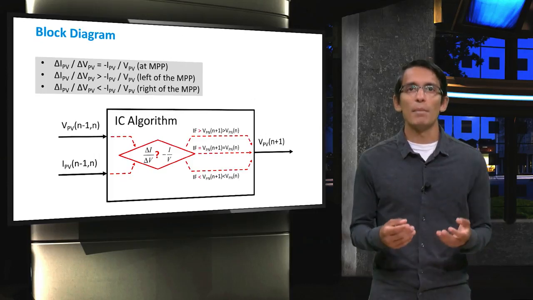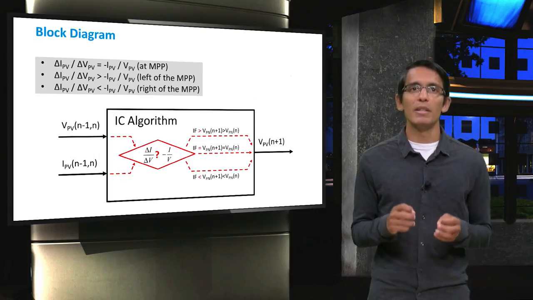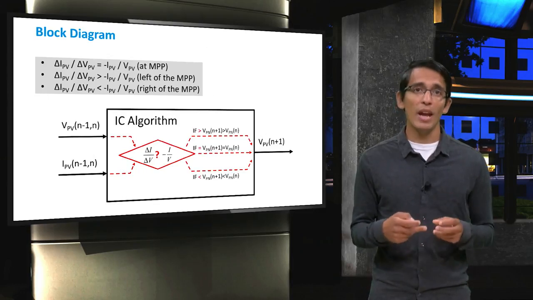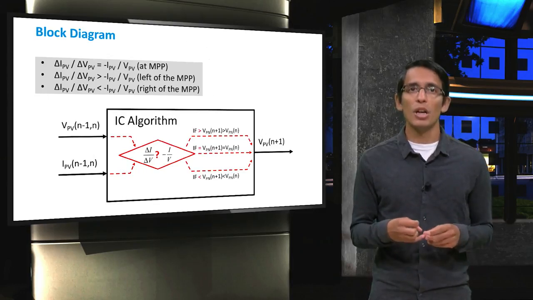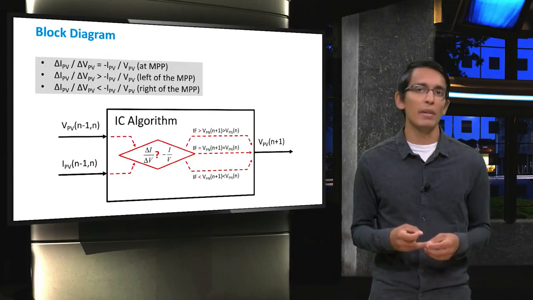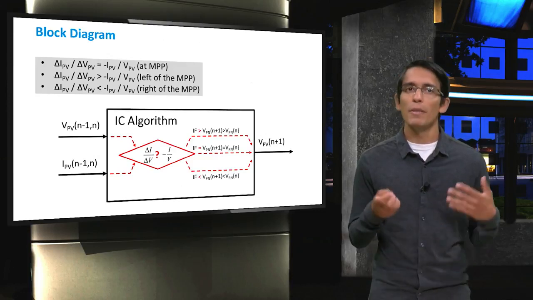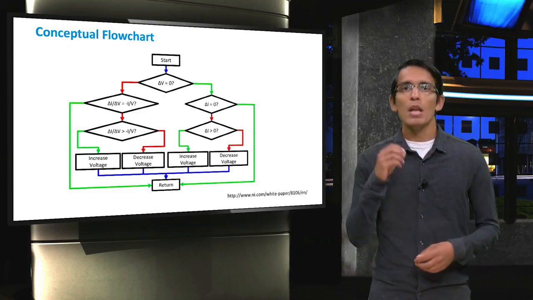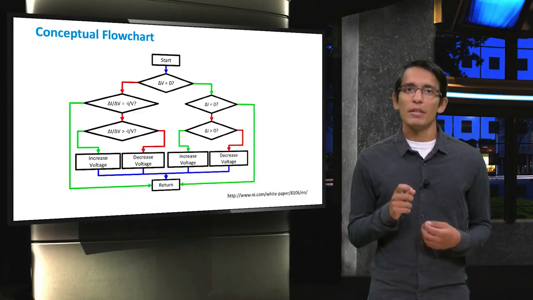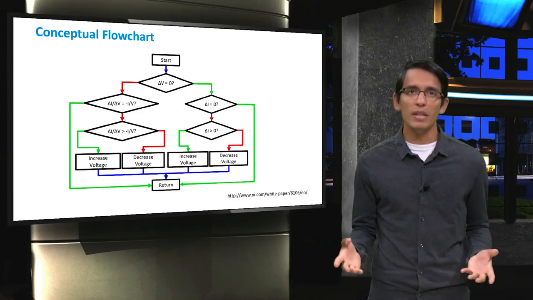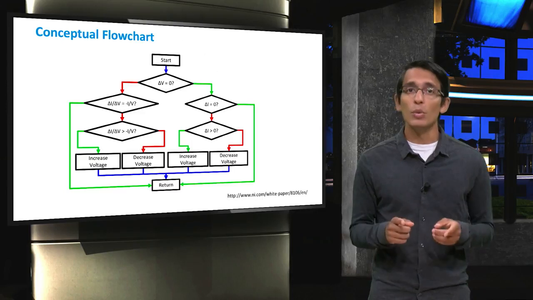The block diagram for the incremental conductance method can be seen here. As inputs, we need to have the instantaneous voltage and current, as well as the voltage and current from the previous measurement. From this, both the instantaneous and incremental conductances can be calculated. Based on this comparison, the next voltage will be calculated and then applied to our PV. The logic of the incremental conductance technique can be seen through this conceptual flowchart. I won't go through this in detail, but it will be available to you in the course platform.